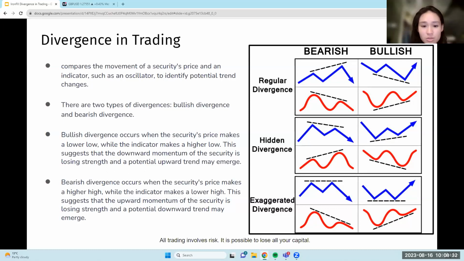It's important to note that divergence is a potential early warning sign of a trend change, but not a guarantee. So traders will often use other technical analysis tools to support the divergence signals. These can include trend lines, chart patterns, and so on, to confirm the divergence signal and make trading decisions. So we'll take a look at a couple of examples.